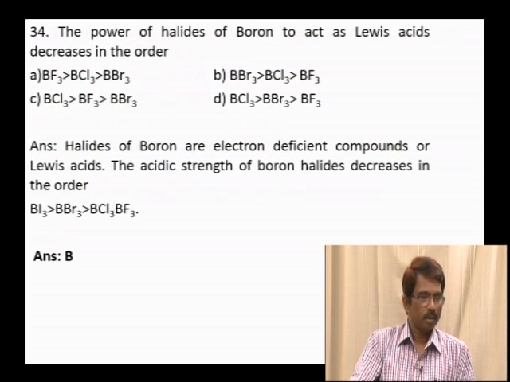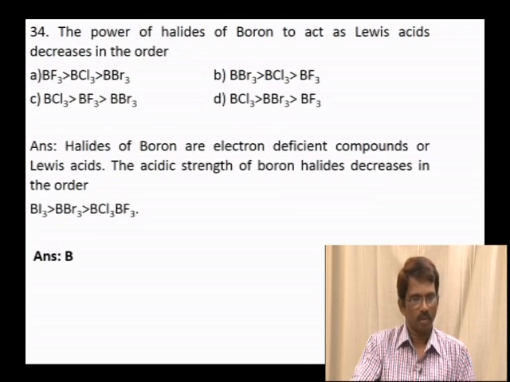And then question number 34, the power of halides of boron to act as Lewis acids decreases in the order. So you have been given BF3, BCl3 and BBr3. You have to arrange from the strong acid to weak acid, or in decreasing order of acidic strength. Halides of boron, that is BF3, BCl3 or BBr3, are electron deficient compounds and therefore they act as Lewis acids.